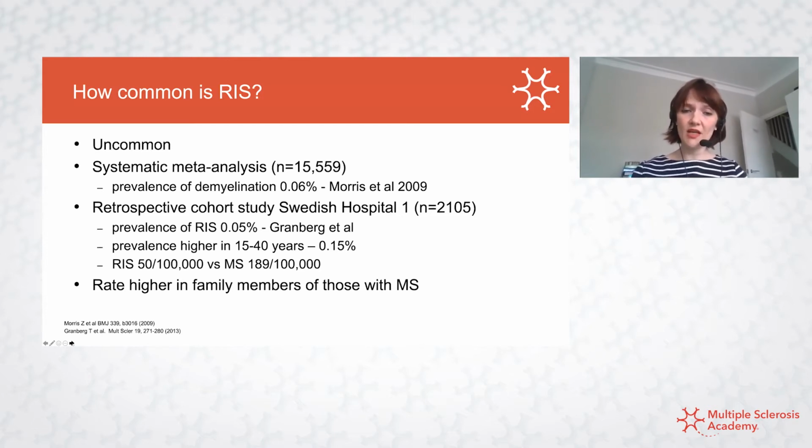This rose in the younger population to 0.15% of scans done for other reasons. One could say that the prevalence of RIS in their region was 50 per 100,000 versus the much higher prevalence of MS, 189 per 100,000. We also know that the rate of RIS is definitely higher in family members of those with MS.